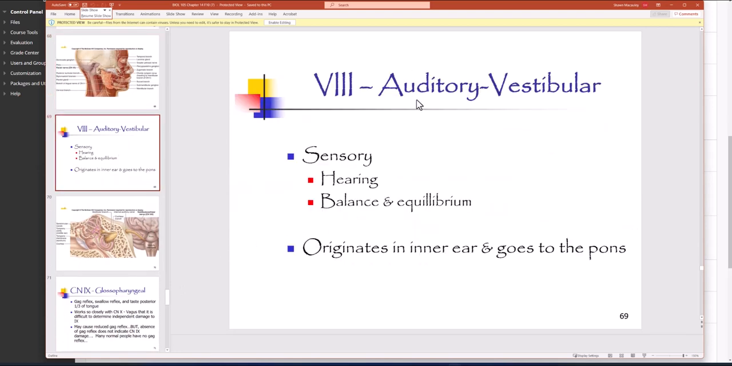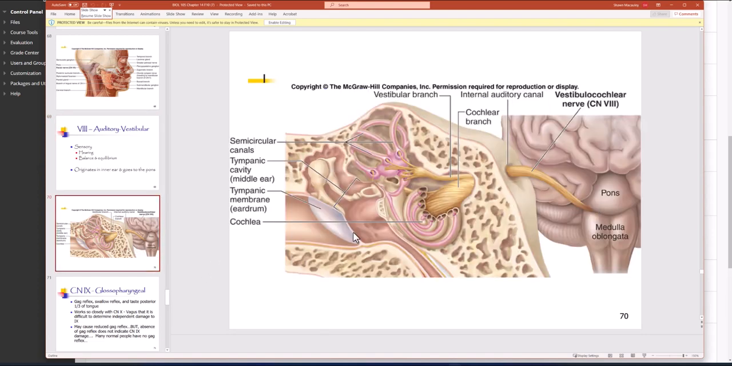Number 8, the auditory or the vestibular cochlear nerve. And again, you'll see it called a number of different things, but always to do with hearing and balance. This is a sensory only nerve. You'll see it whenever we look at the pictures of the ear.